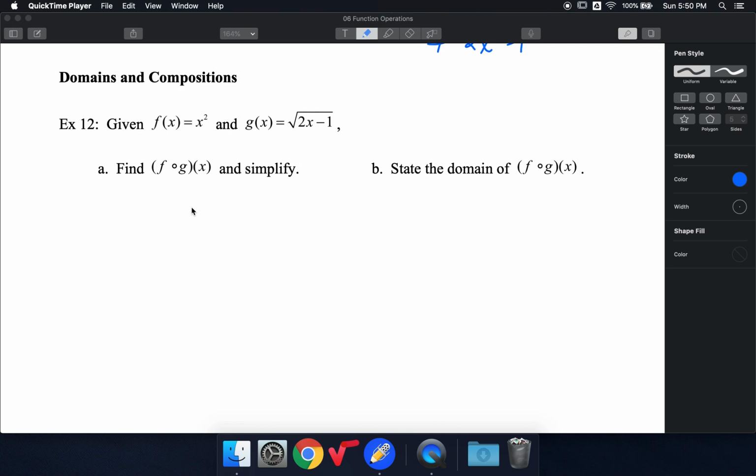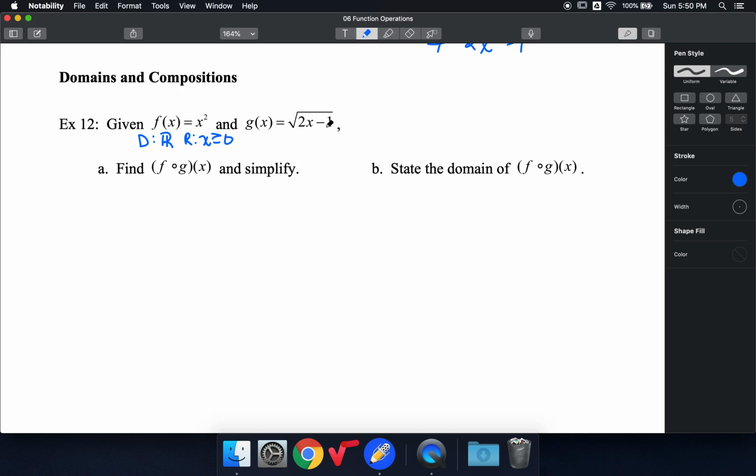Right, so now we're going to look at domains and compositions. So let's think of our two functions. f of x equals x squared. This has a domain of all reals and a range of x greater than or equal to 0.